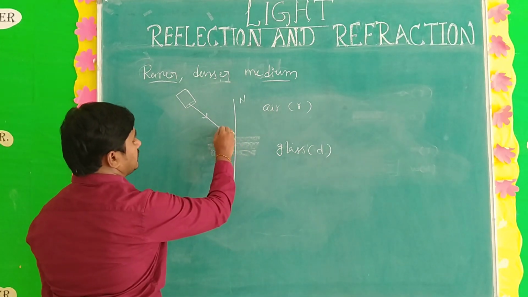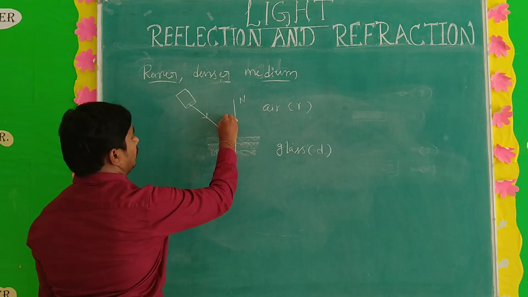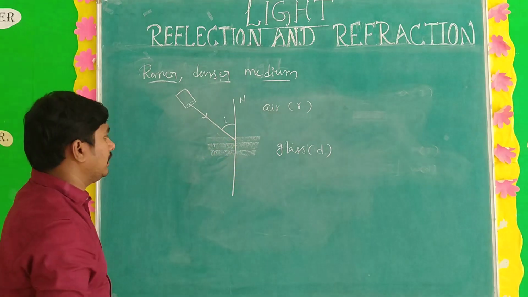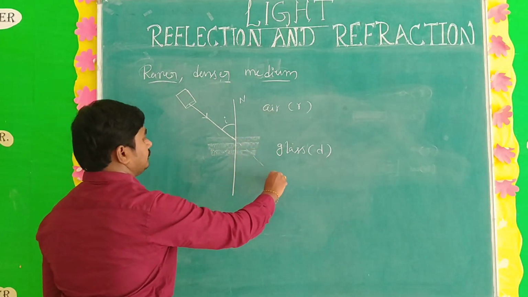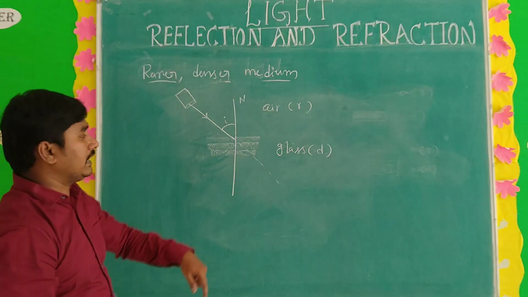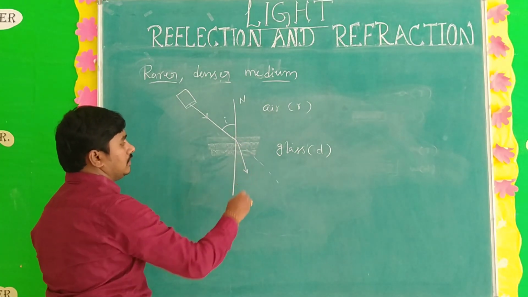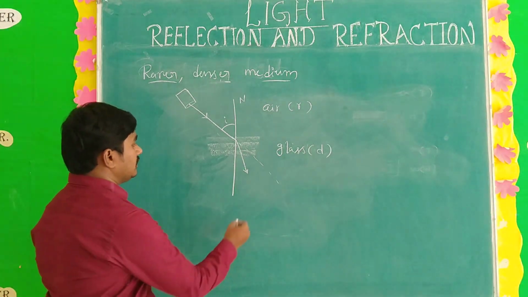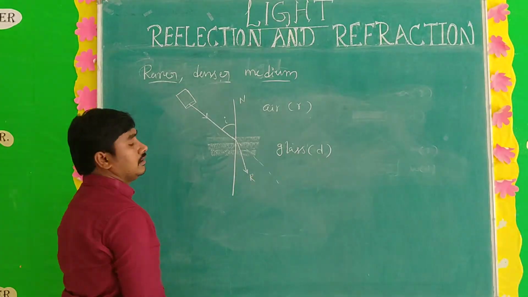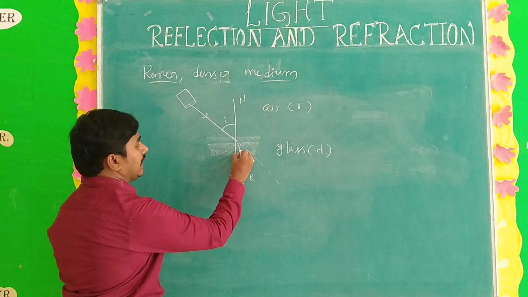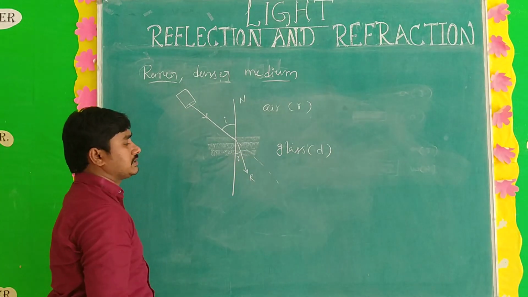Okay, so the angle between the incident ray and the normal is called the angle of incidence. When the light ray falls on that, what happens? This is the original path of the light ray. It bends towards the normal. This is the refracted ray, and the angle between the normal and the refracted ray is nothing but the angle of refraction.